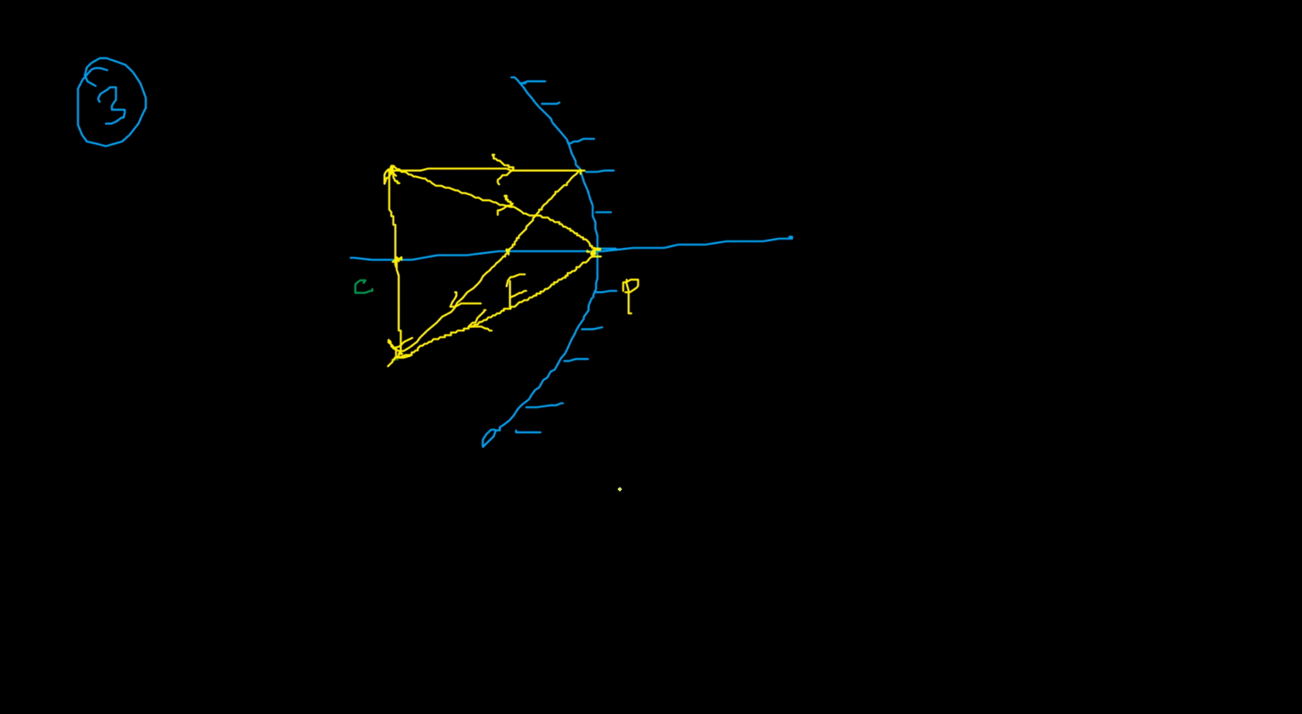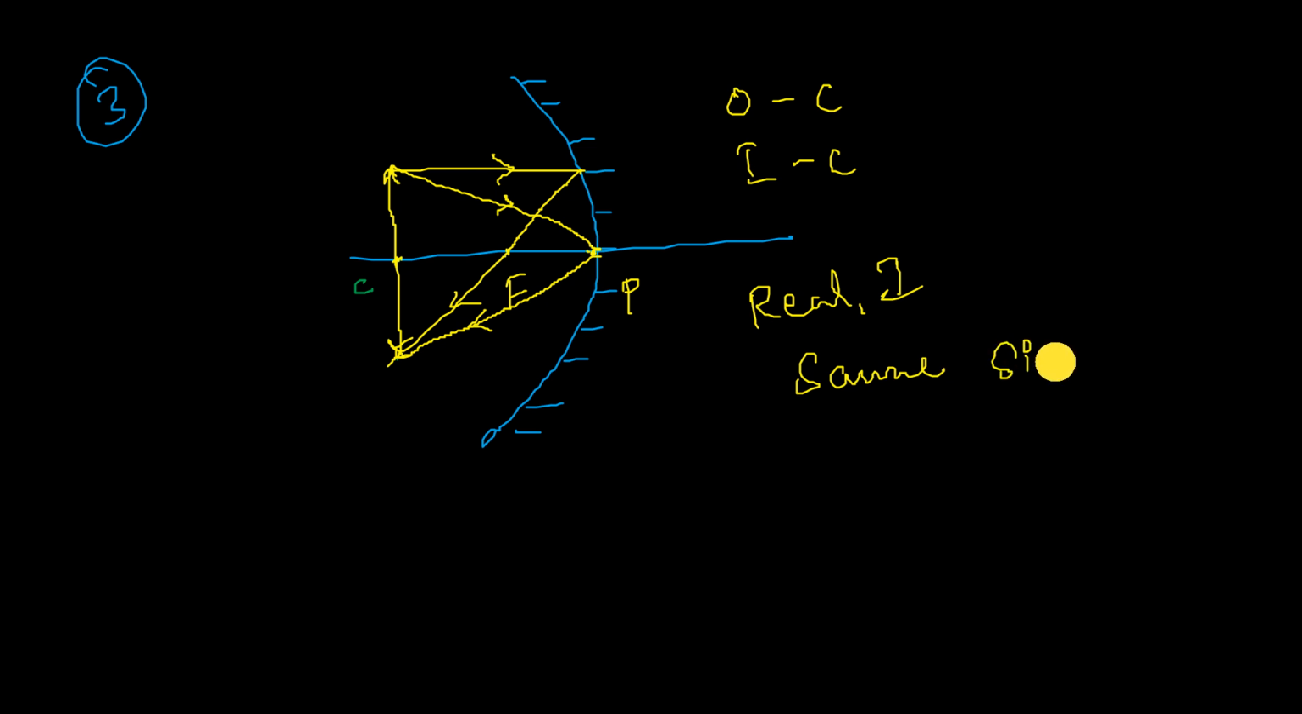Okay, object I am taking at C. Image also at C only. Nature of the image is real, inverted, and same size. So wherever the object is placed, image also will form at same point. Okay, so that is about C.